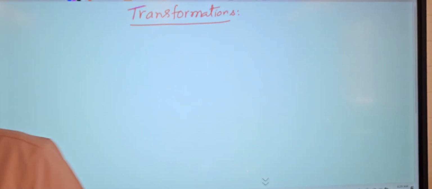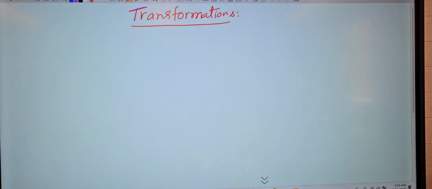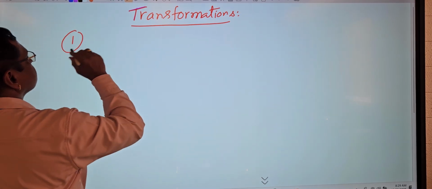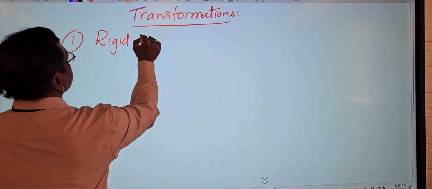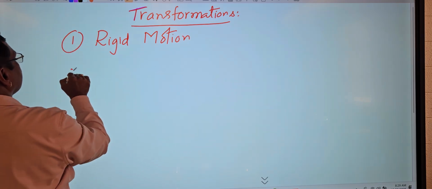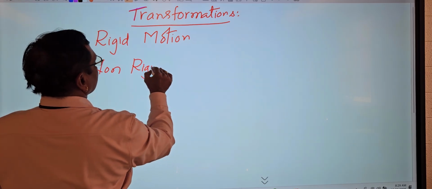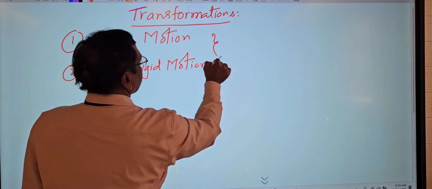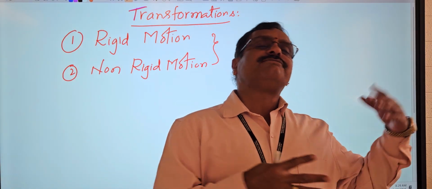Okay, in geometry, we have two kinds of transformations. What are they? Number one, rigid motion. And number two, non-rigid motion. So in these two motions, an object transforms into another formation.